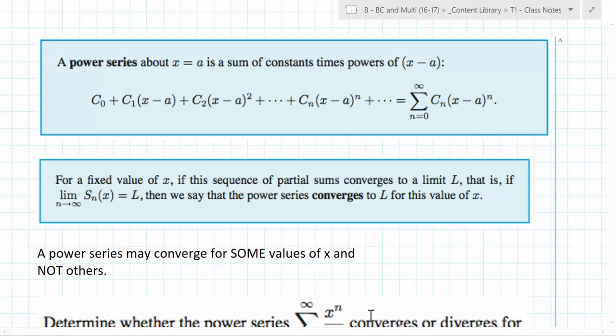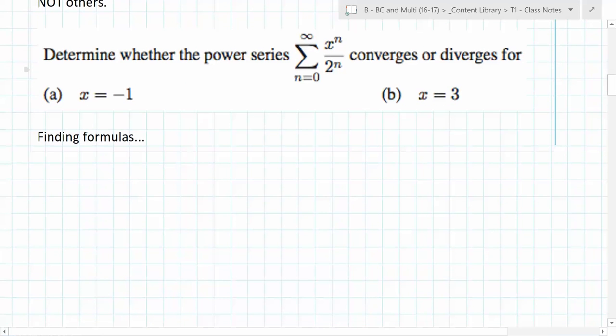So for example, let's just look at an example and go back to that definition. I find it's much more helpful to look at an example and then go back and look at the definition. So this is a power series right here, yes?